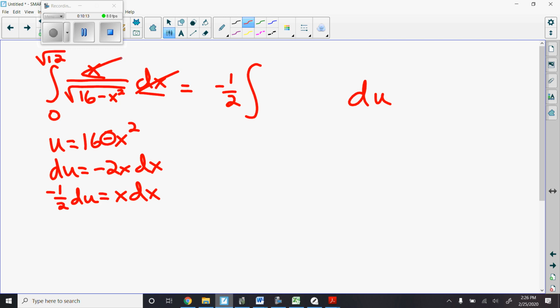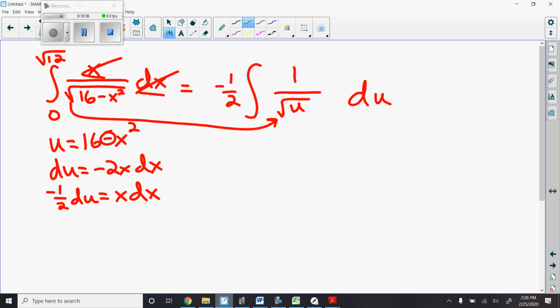Okay. That 16 minus x squared is two things. It's in the denominator, so I'm going to put my u in the denominator. But it's also under a square root, so I have to make sure that this square root transfers over. I just have a 1 as a placeholder on top.